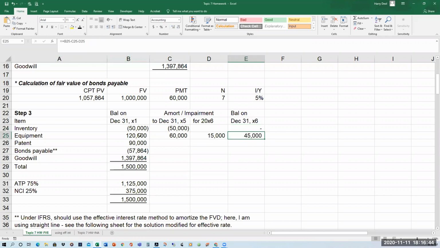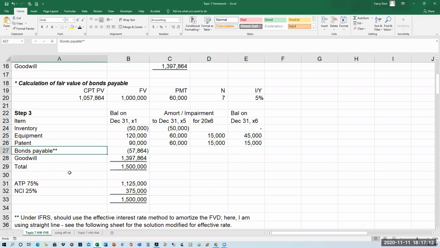and we will have a balance remaining of $45,000. The patent on the date of acquisition had a remaining life of 6 years. So 90,000 divided by 6 gives us $15,000 of annual amortization. 15,000 times 4 years is $60,000 to the end of 2005. Another $15,000 for the year 2006, and a remaining unamortized balance of $15,000.